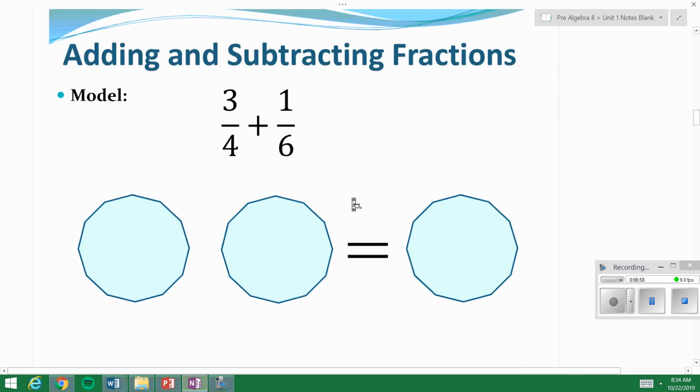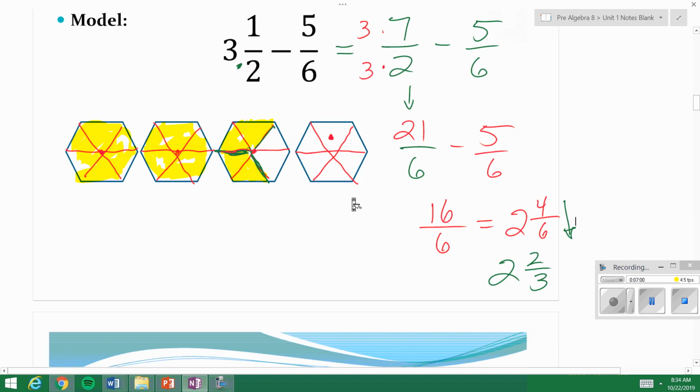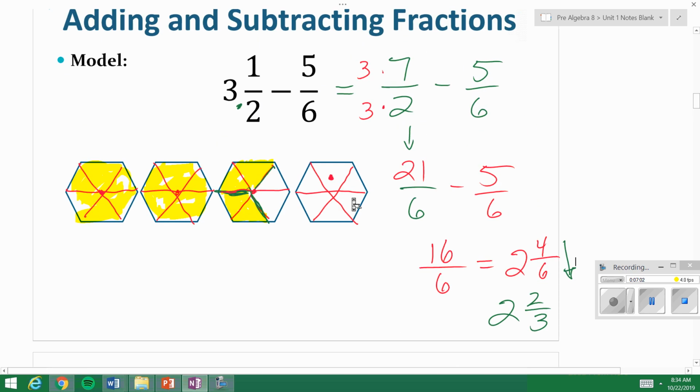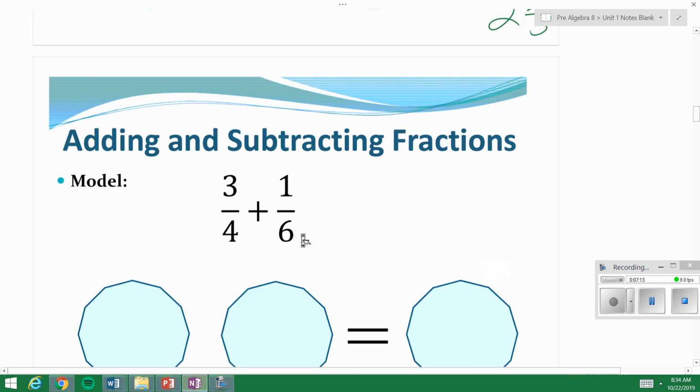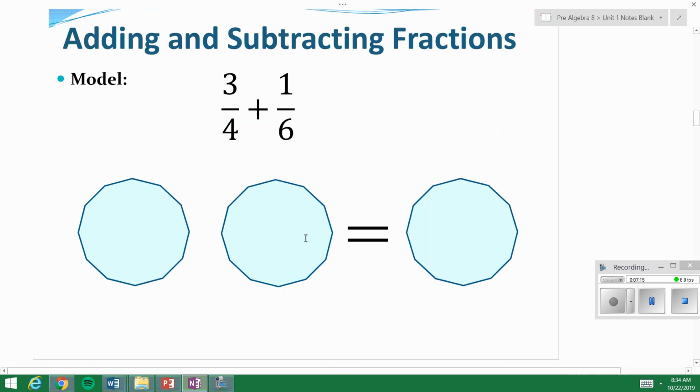Just a couple things to be aware of when you're making equivalent fractions: anytime that you multiply the bottom number by a factor, you have to multiply the top number by that same factor as well. Okay, let me pause the video and let's see if we come up with the same answer on 3/4 plus 1/6.